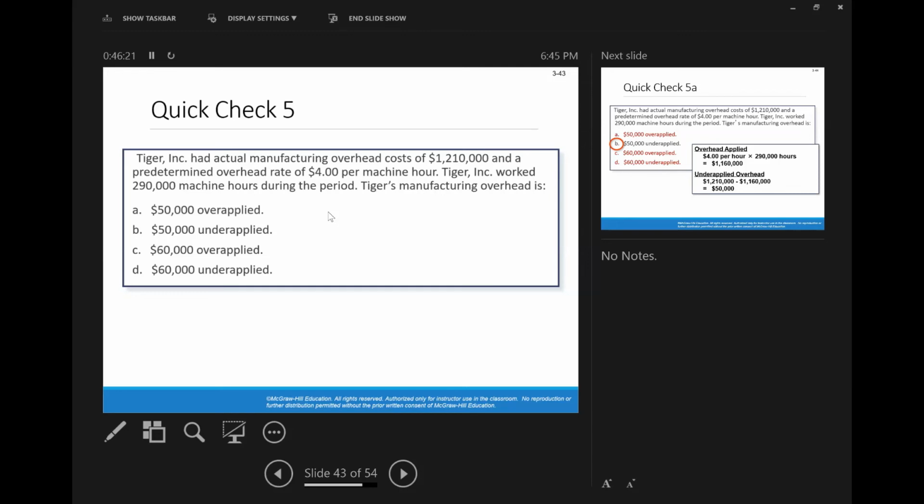So my actual is more, which means I'm under. If the actual is less, that means it was over. If you want to remember this, actual is higher means I'm under applied. If the actual is lower, that means I over applied.